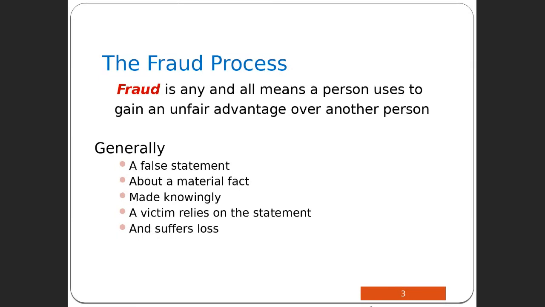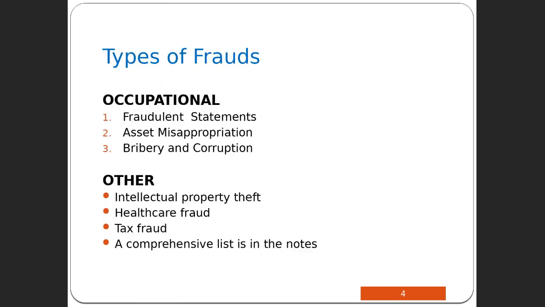I'm going to continue inshallah, because most of this is not very difficult to understand. There are two types of frauds for our purposes: the occupational fraud and everything else. Now, we are primarily going to focus on the three categories of occupational fraud that we have. The first one is fraudulent statement. The second one is asset misappropriation, and the third one is bribery and corruption. We're going to talk about every single one of them with examples and details.